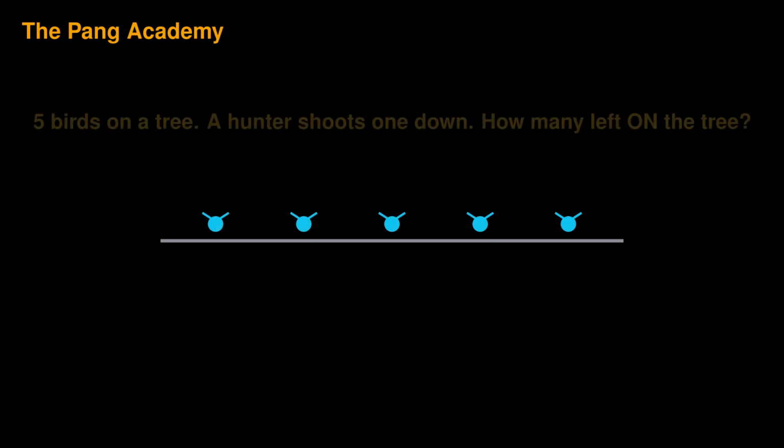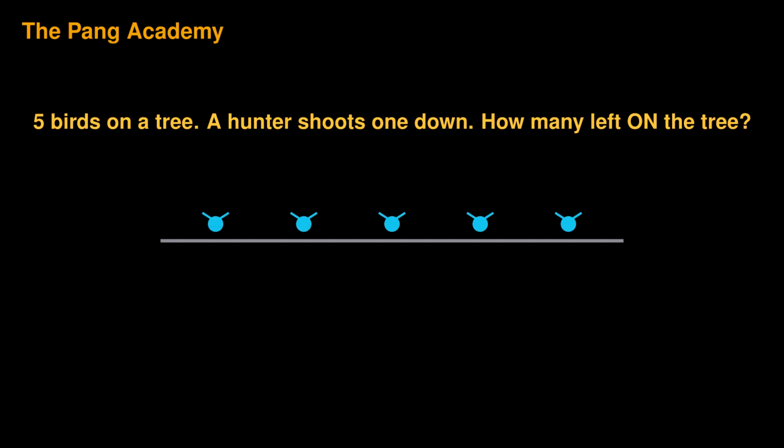5 birds are sitting in a tree. A hunter fires and brings one down. So how many birds are left in the tree? The obvious answer jumps straight out. 5 take away 1 is 4. 4. It feels certain, and almost everyone says it without a second thought.